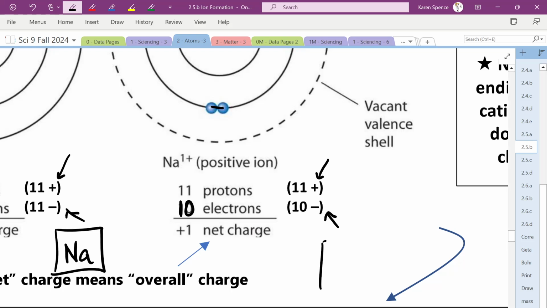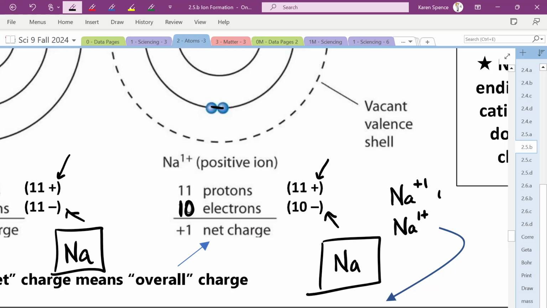And so the symbol would be Na. What would we put up at the top right? +1. You can either put +1, or you can put Na 1 plus. Both of those are okay. What's the best way? Just Na plus. If we write plus without a number, it means +1. If we write minus without a number, it means -1.